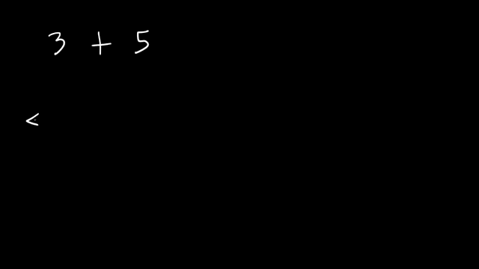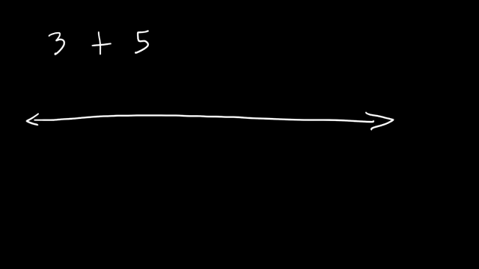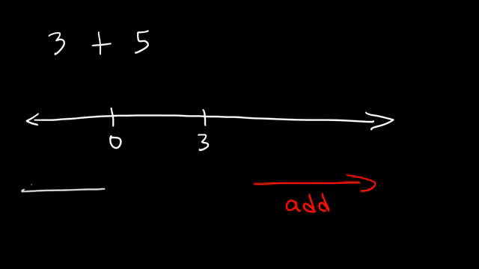Here's what you can do. You can use a number line to help you add and subtract numbers. So let's say this is 0, and we're going to start with 3. So start with the first number. Anytime you need to add, travel to the right using the number line. If you need to subtract, then move towards the left.